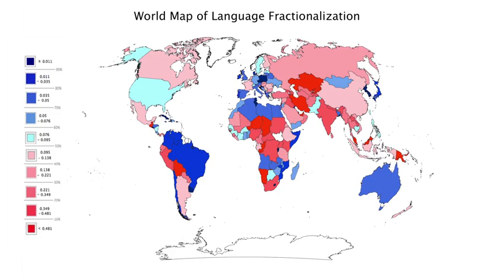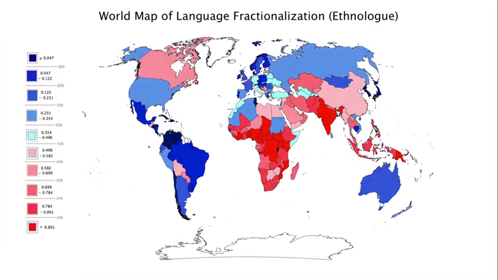Now that you've seen the map of linguistic diversity measured by language distance, we want to show you by way of comparison how the map would have looked if we used the Ethnologue data. You can pause it here if you want to look at it in more detail.